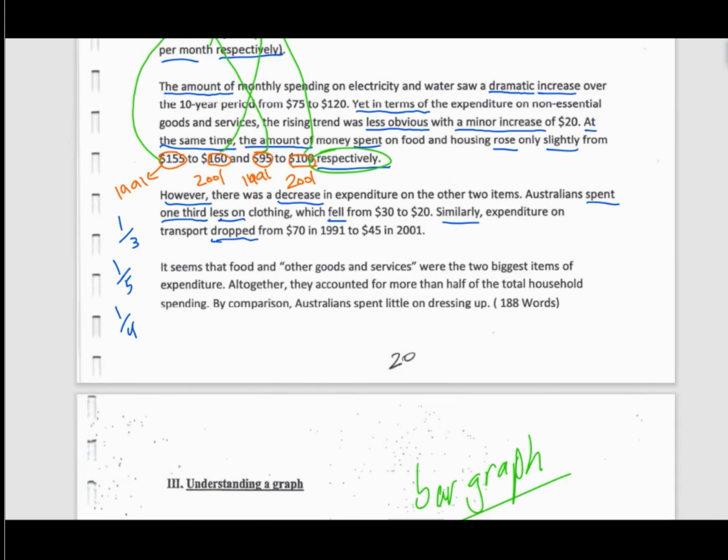Okay, Nasser's question: what synonym can we use for respectively? You can say one following the other. In the two mentioned years, for example, or in the mentioned period, in the given period.